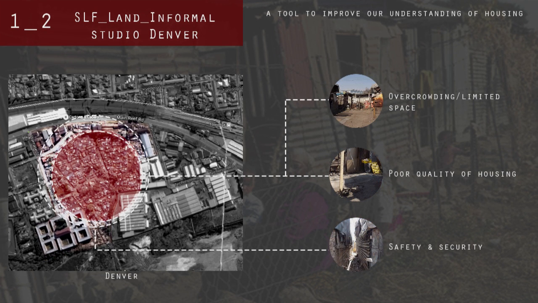Denver struggles with issues such as overcrowding, a lack of safety and security, difficult access for emergency vehicles such as fire trucks and ambulances, and poor quality of housing conditions due to limited availability of building materials and necessary skills. All of these factors contribute to the inescapable poverty cycle, as any built-up assets are always at risk.